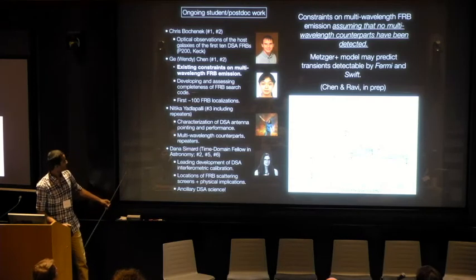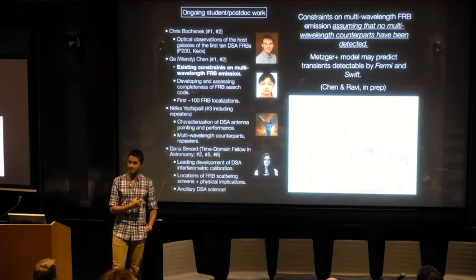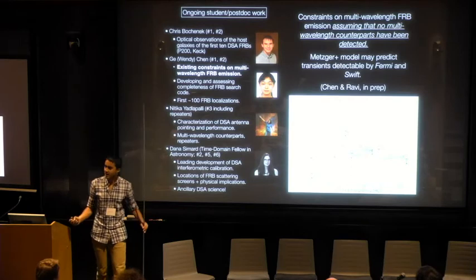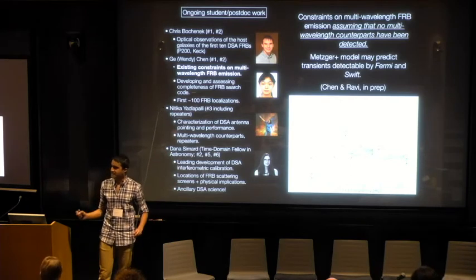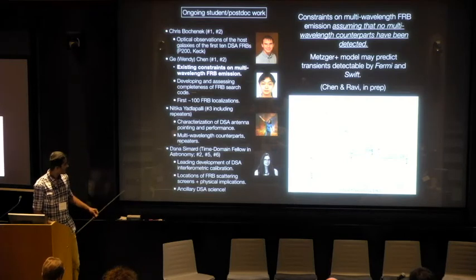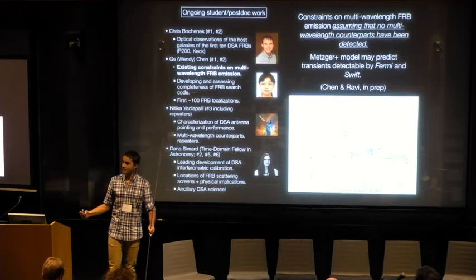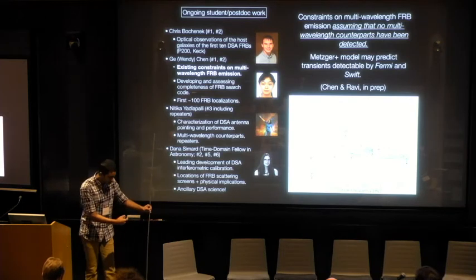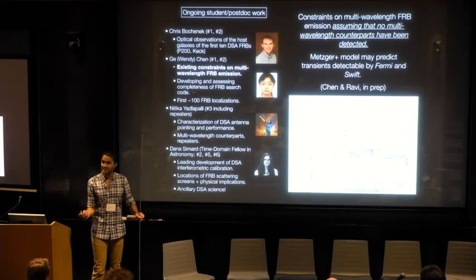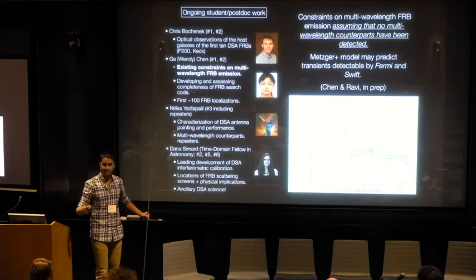Nitika Yadlapalli has been putting in a lot of hard work in characterizing the antenna, but will move on to looking at various things like multi-wavelength counterparts, and also following up any repeaters that we see. And finally, Dana Samad, a time domain fellow in astronomy, has been putting in a huge amount of work to develop the calibration and interferometric correlation of the antennas, and we'll hope to use that for various kinds of ancillary science, but we'll also look at the scattering of the FRBs that we detect, applying expertise that she has.